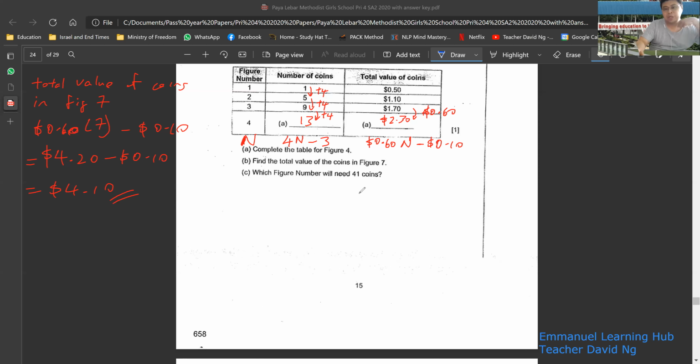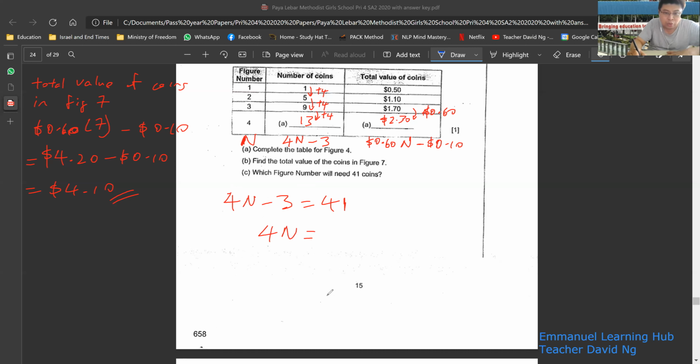Then which figure number will need 41 coins? Okay, number of coins is 4n minus 3, right? So need 41 coins, right? That means 4n minus 3 equal to 41. Understand? Okay. All right, 4n minus 3 is 41.